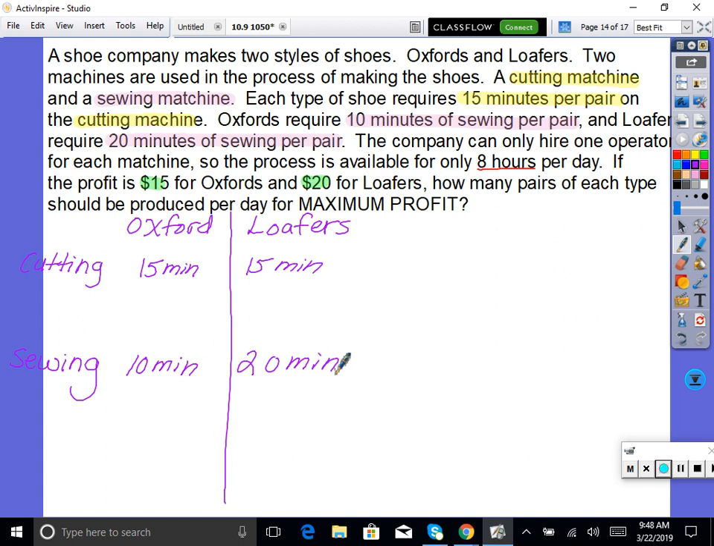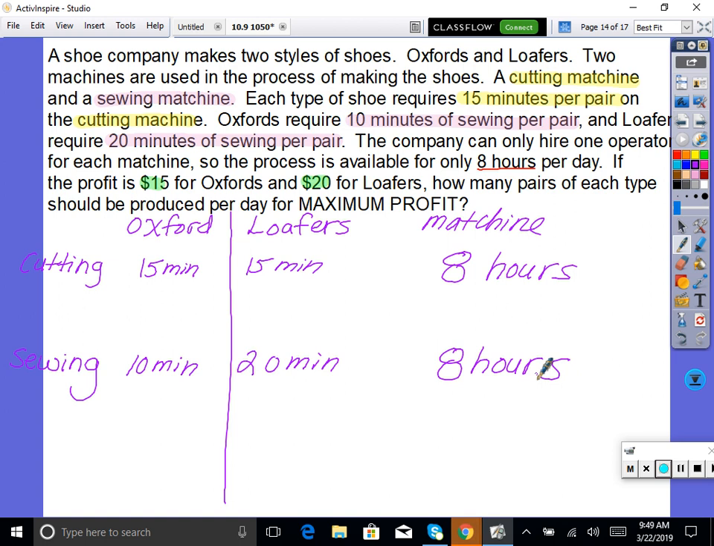Now let's keep reading. The company can only hire one operator for each machine. Now isn't there a machine doing cutting and sewing? Okay, so we have a machine. And it says that they're only available for 8 hours a day. So to do the cutting, it's going to be available for 8 hours. Agreed? For the sewing, there's another machine, but it's only available for 8 hours. Does this make sense to everybody?